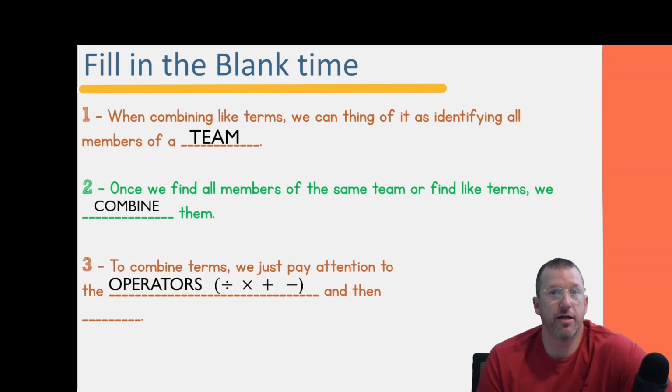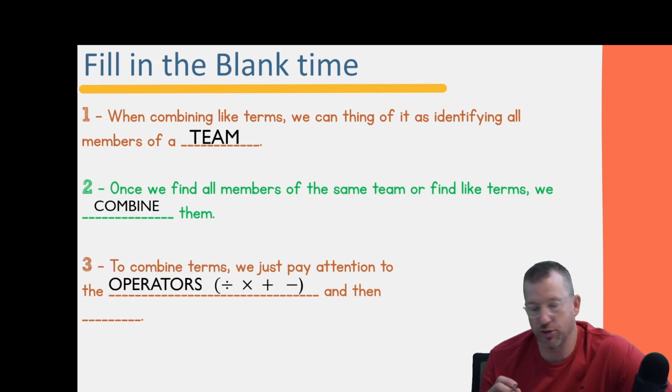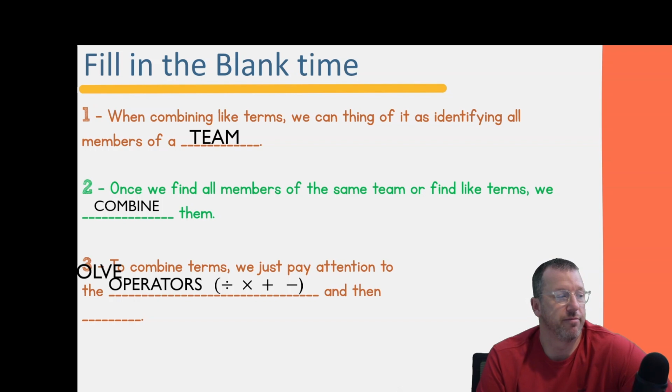So once we've already identified the terms by underlining them, circling, doing whatever it is, putting them in squares, putting them in different shapes, then we just pay attention to the operators that are with them, like addition, subtraction, and then we go ahead and solve them like we did with all the other ones. Okay, that's it. That's how you simplify terms.